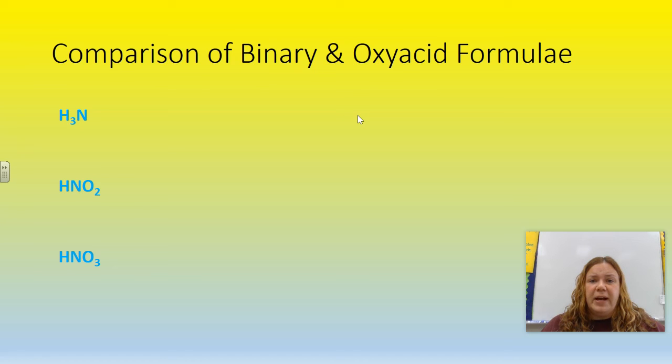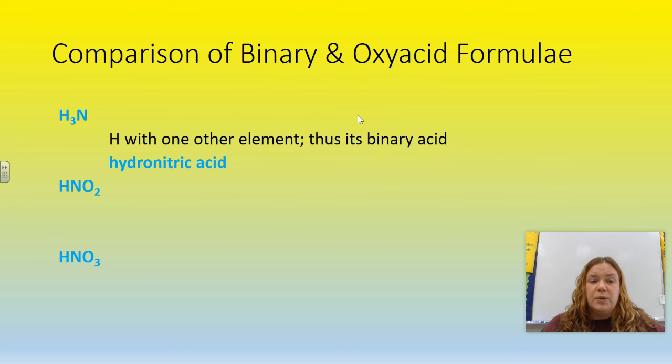Let's look at a comparison of binary and oxyacid formulas just so you can see them all together. I like to compare 3 different formulas so you see the full written comparisons here. First off, we have H3N, HNO2, and HNO3. So H3N is going to be a binary acid because it's just a hydrogen with one other element. When we have that binary acid, we are going to use the hydro. So we say hydronitric acid. We use the hydro and we still use ic on the ending.